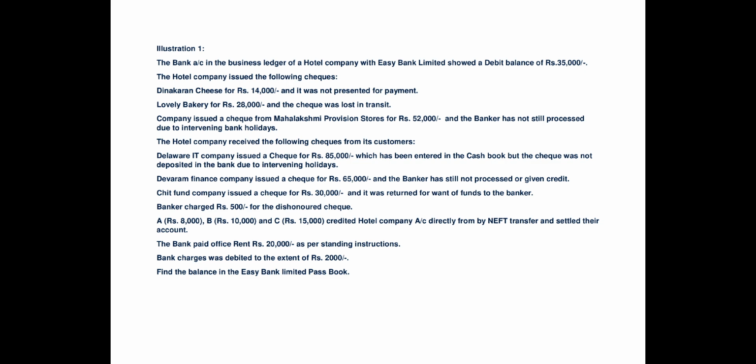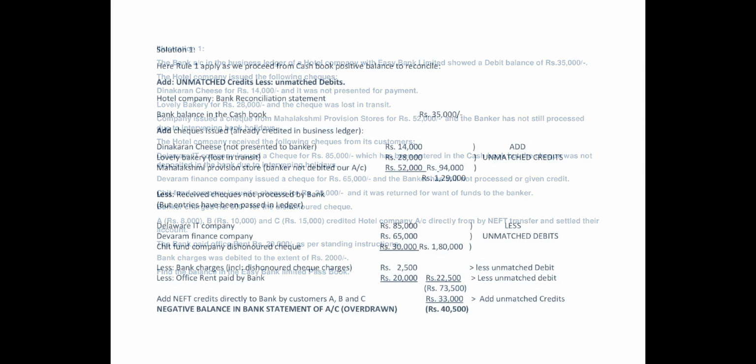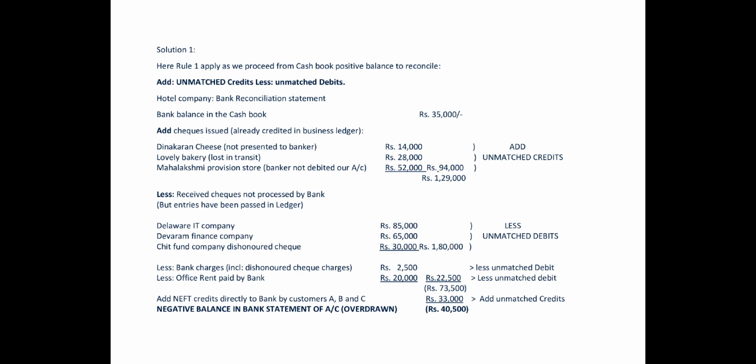And all unmatched credits, namely Dinagaran Cheese, Lovely Bakery and Mahalakshmi Provision Stores, have been added to the extent of 94,000. And the unmatched debits are deducted, namely Dilavar IT Company, Devaram Finance Company, Chit Fund Company, Dishonored Check. All these entries have not been passed by the banker. So these unmatched debits are deducted. Bank charges rupees 2,500, office rent paid by the bank 20,000. All these are unmatched debits.